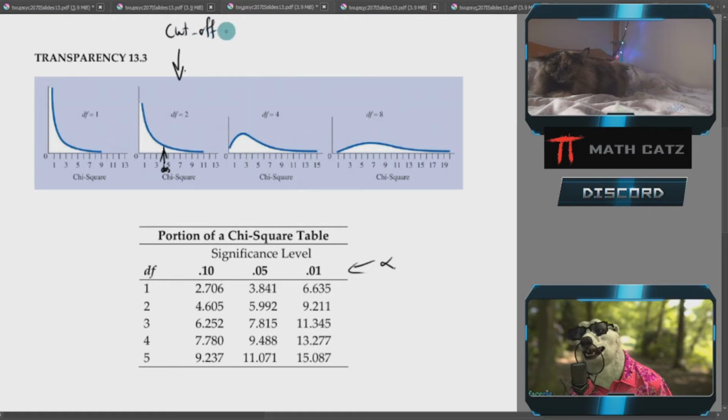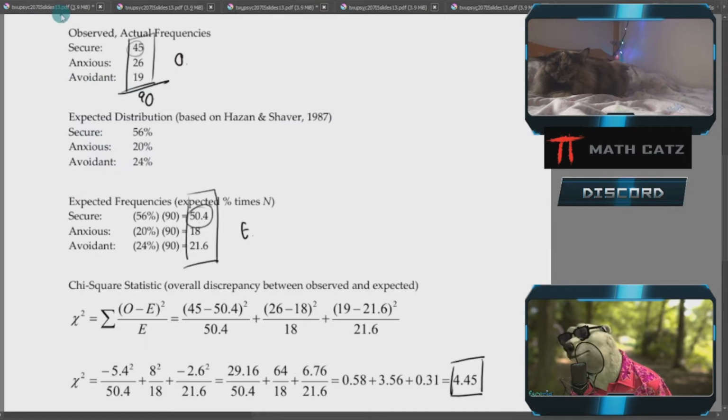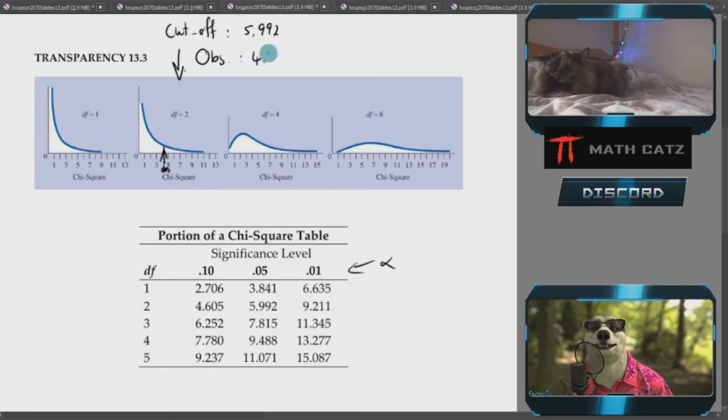Cutoff: 5.992. Observed was, what did I say? 4.45. And I see the observed is not past the cutoff line.